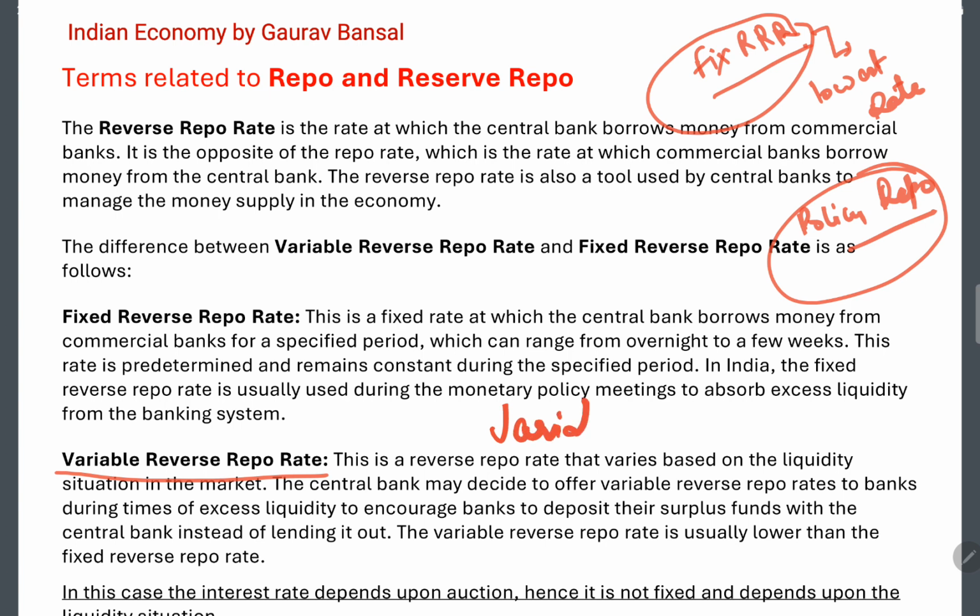Variable RRR, reverse repo rate. Now, what is the variable reverse repo rate? So generally the reverse repo that we discussed is one in which the bank basically gives money to RBI. In that case, there can be two options. Either it is the fixed reverse repo rate, the standard which was announced in the monetary policy, but it is also possible that it is announced through an auction.